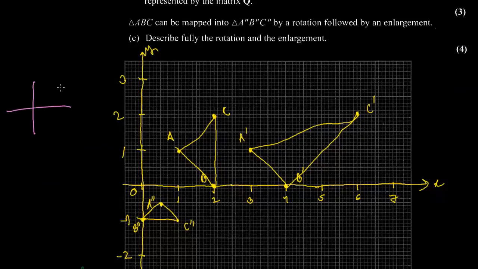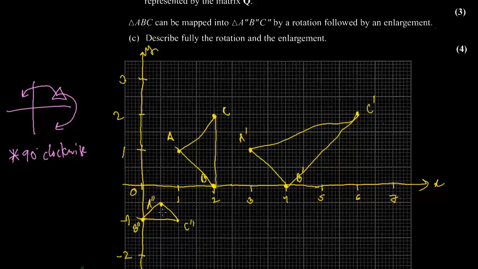If this is the original object, there can be two rotations. It can either go 90-degree anti-clockwise or 90-degree clockwise. So there are two options for rotation. If we start from triangle ABC, it has to be a 90-degree clockwise rotation. So the first option would be 90-degree clockwise rotation. The next option that we have is enlargement.